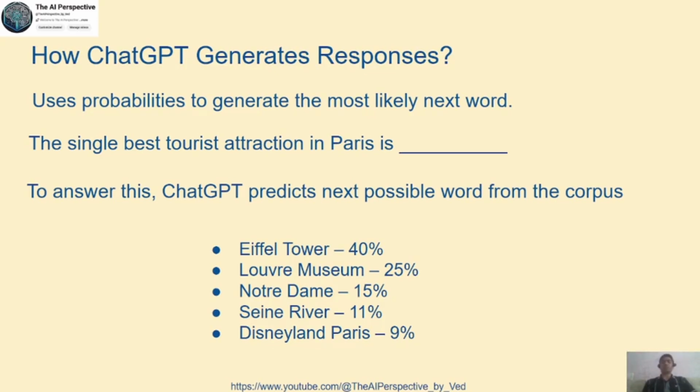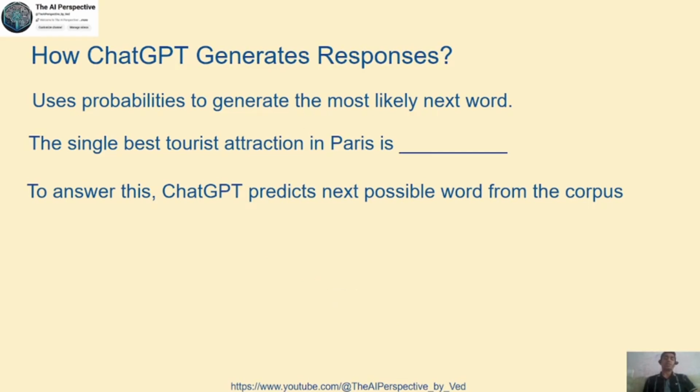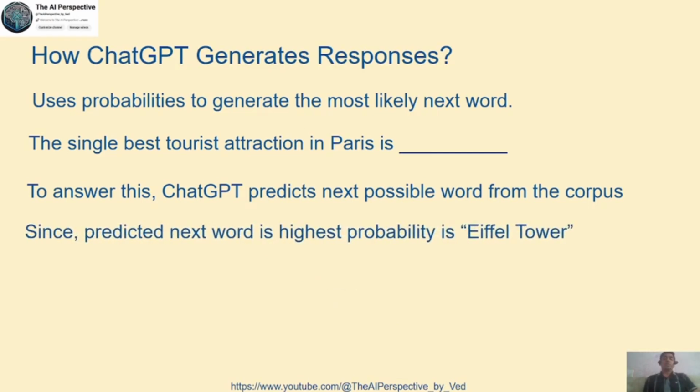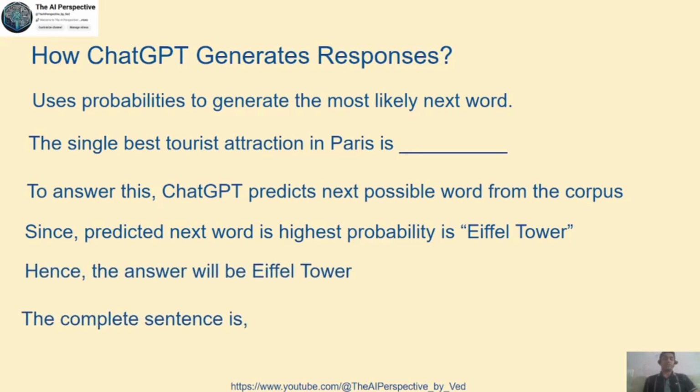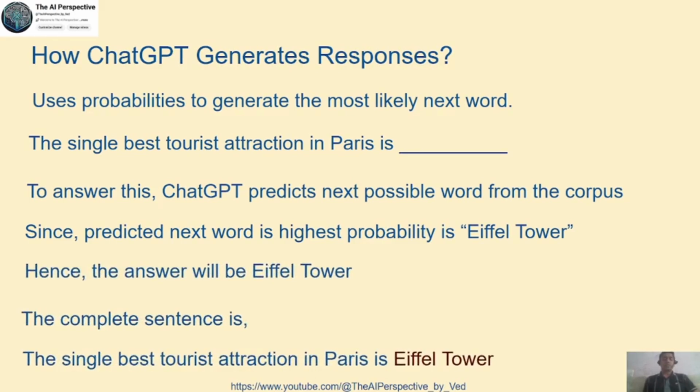Suppose these five words were predicted by ChatGPT: Eiffel Tower 40%, Louvre Museum 25%, Notre Dame 15%, Seine River 11%, and Disneyland Paris 9%. The predicted next word is highlighted; the highest probability is Eiffel Tower, hence the answer will be Eiffel Tower. The complete sentence is: the single best tourist attraction in Paris is Eiffel Tower. So on this slide, we have learned how ChatGPT generates a response.